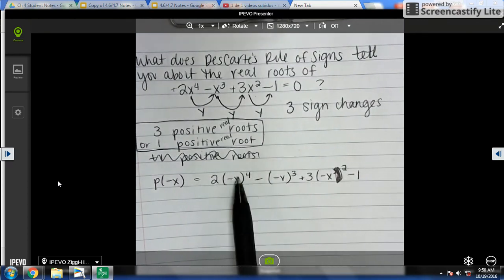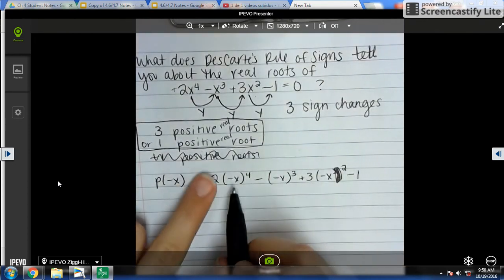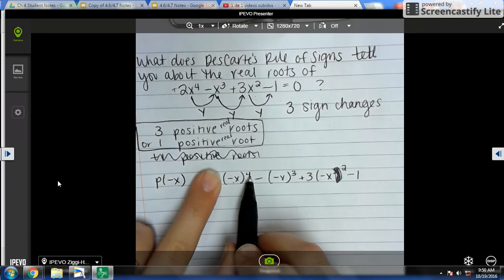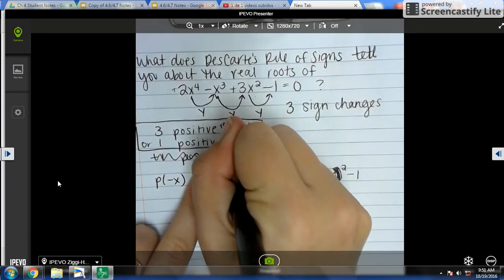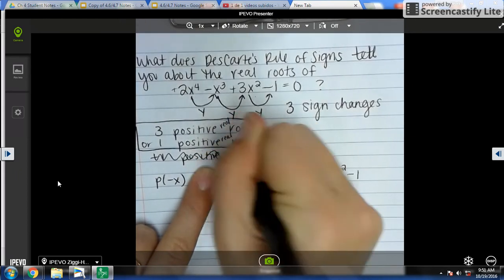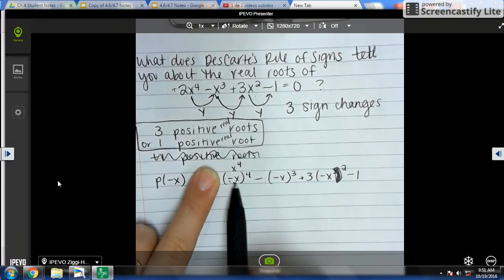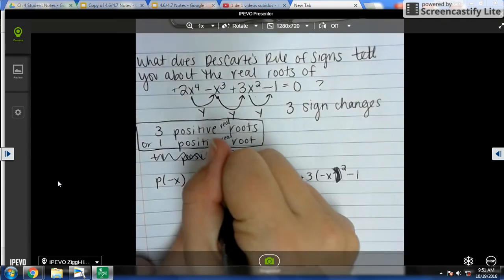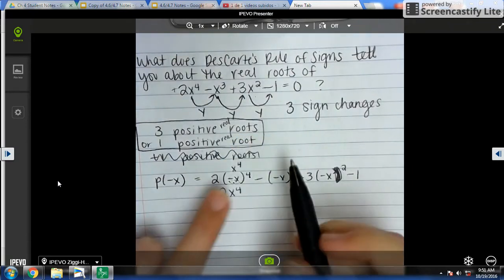And now we need to simplify this using PEMDAS. So exponents first. Negative x to the 4th is actually just positive x to the 4th, since anytime you have a negative to an even power, it's going to come out positive. Negative x times negative x times negative x times negative x is positive. So this will be 2x to the 4th.